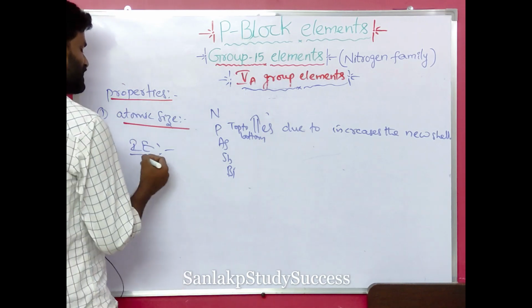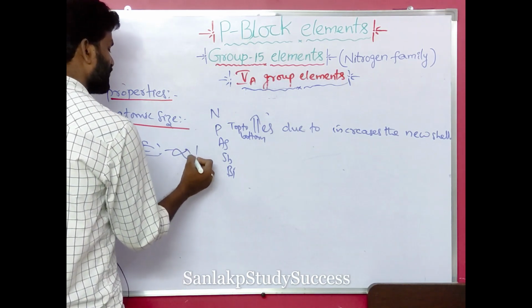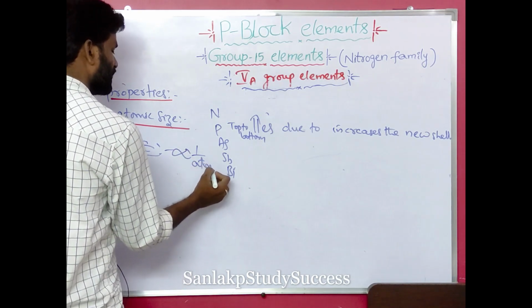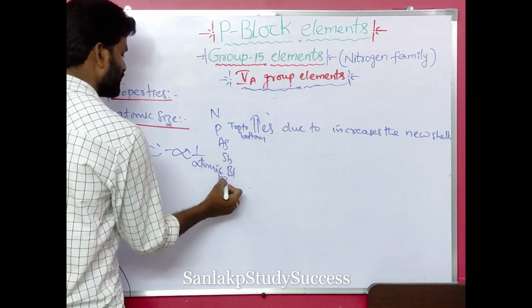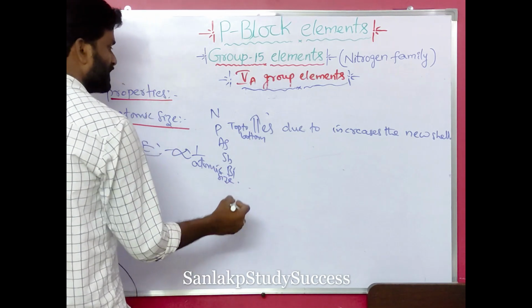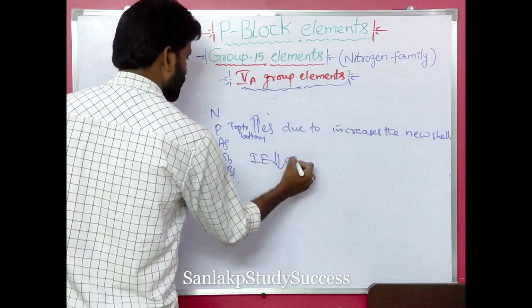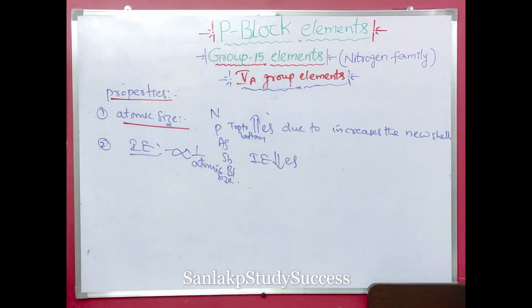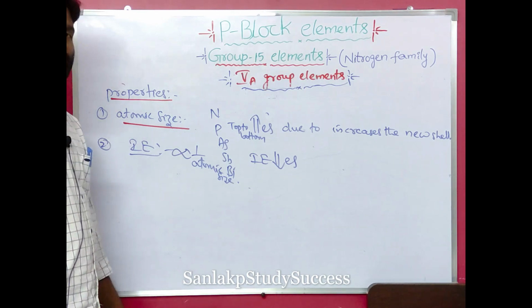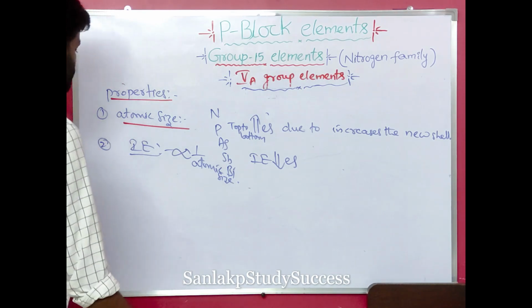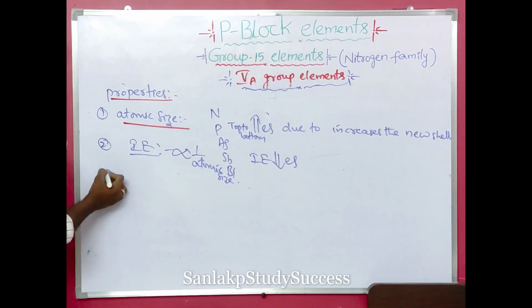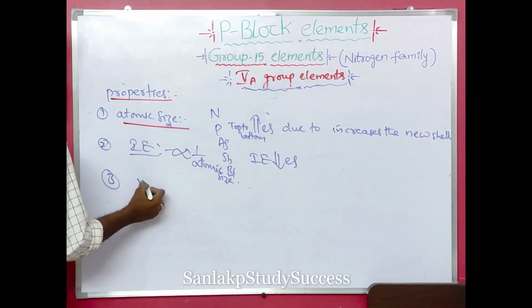So ionization energy and atomic size have which relation? Inversely proportional. Ionization energy decreases from top to bottom due to increasing atomic size and decreasing nuclear attraction on outer electrons. And next one, metallic character.